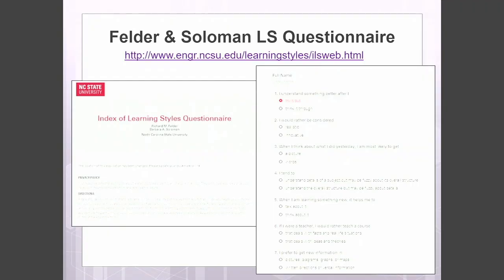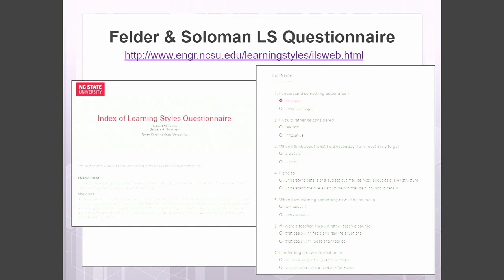Good. Now, another one, I've shown you this, it takes a while to do, so we're not doing it in this workshop, but this is a learning styles questionnaire based on Felder and Soloman, who are engineering educators, and they developed this model of learning styles based on their research. When you have some time, it's a 42 question questionnaire. It is dichotomous. So when I think about what I did yesterday, I'm most likely to get a picture or words.